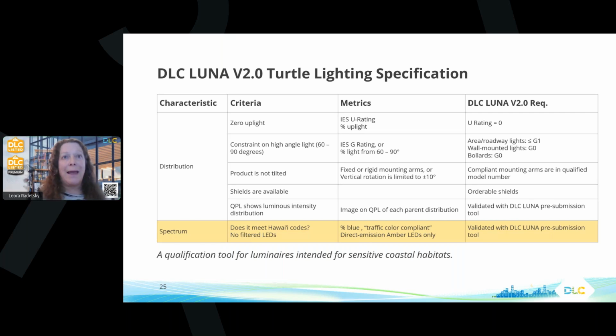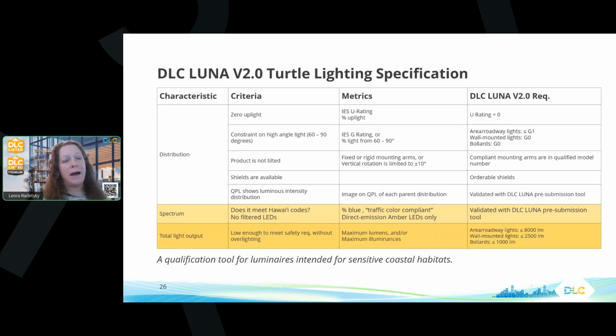Those are % blue and what's called traffic color compliance, where the chromaticity, or the color coordinates, of the light source have to not be in the same space as a yellow traffic light. And so we show you that alignment. So you'll see % blue requirements and then traffic color compliance on the QPL. We also do not allow filtered LEDs to be listed for turtle lighting product types. So there's no white LEDs with an amber filter that is allowed for these product types. You have to use a direct emission amber LED. And that's to be sure that the filter cannot be removed or replaced or degraded in the future, and the spectrum changes. And so that's part of the application package, and it's validated with that Luna pre-submission tool.